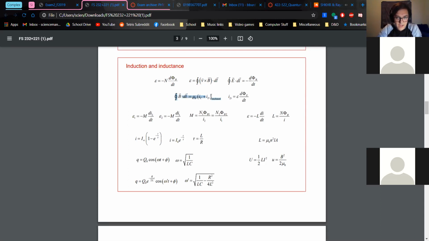So now we have Ampere's law, I believe this is Ampere's law. We haven't actually gotten to this yet, since they changed the structure of the course, but it's on here, so I'll talk about it.